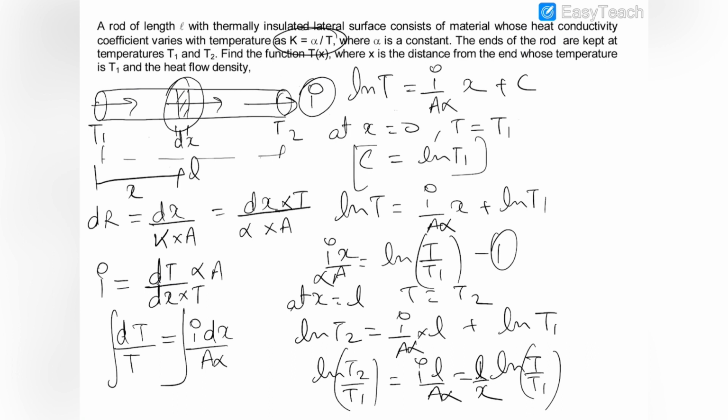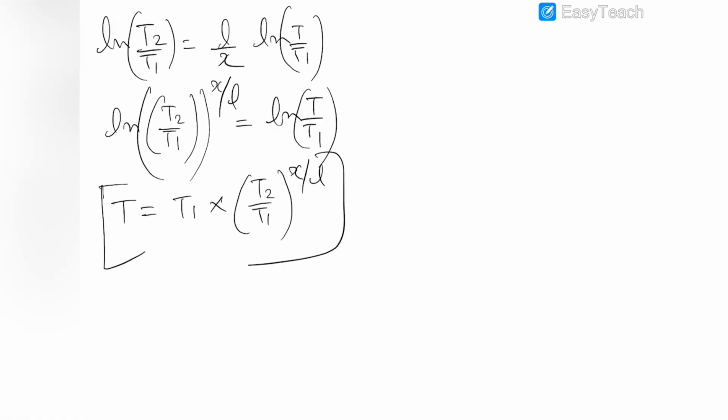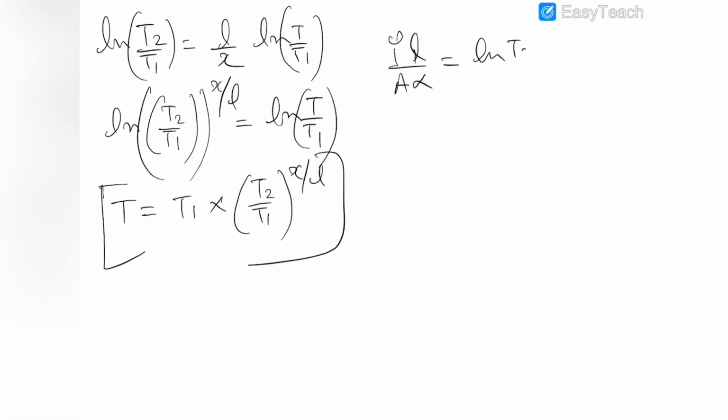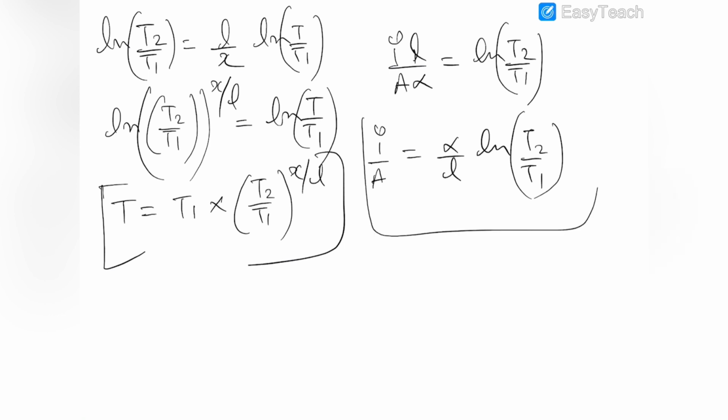But now we know that this is equation number 2. So we know that IL by A alpha is equal to ln T2 by T1. So I upon A, which is the current density, is equal to alpha by L into ln T2 by T1. This is the current density.